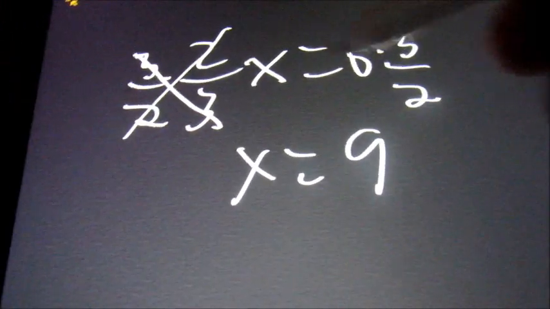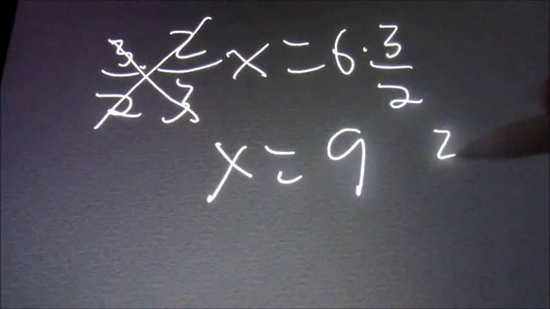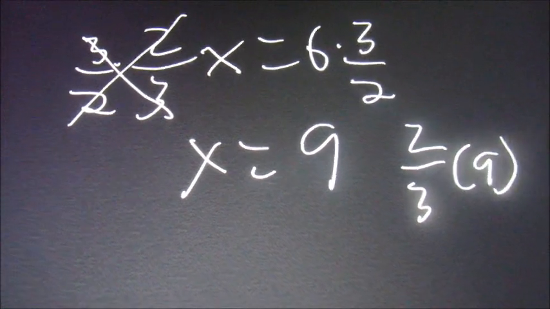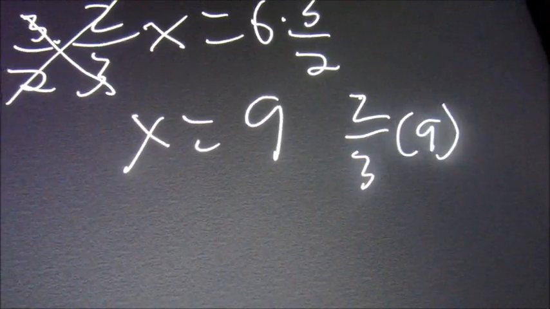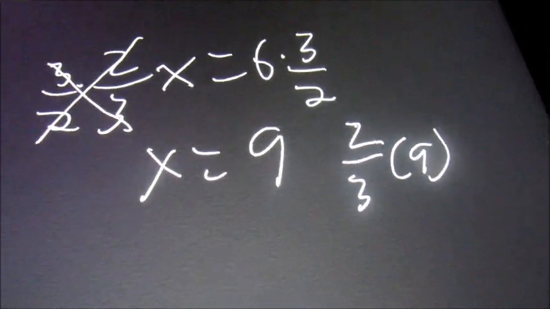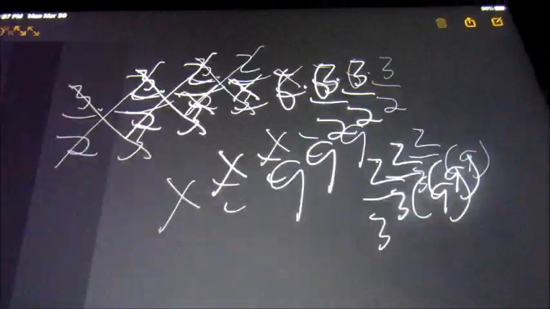If we want to put this back into the original, we'll have 2 over 3 times 9. 2 times 9 is 18. Divided by 3 is 6, which is what we started with. That means we got it correct.